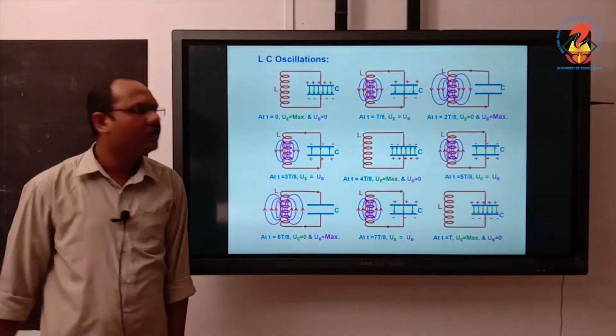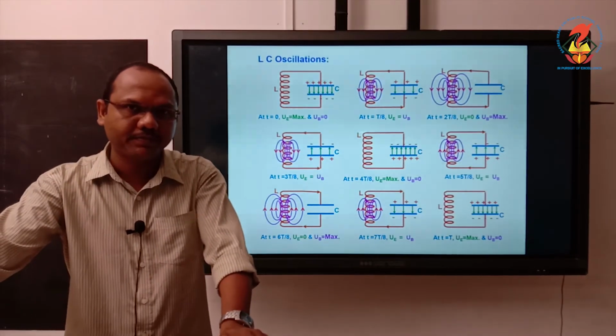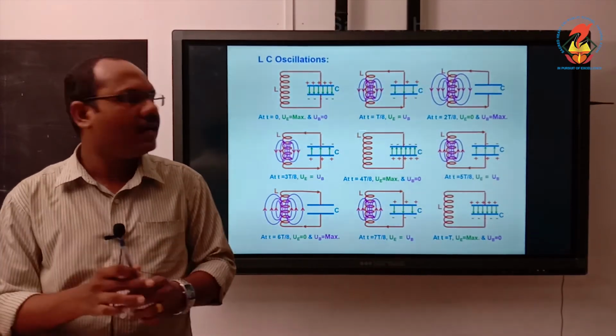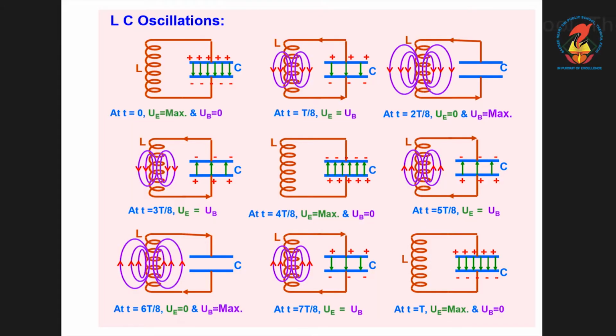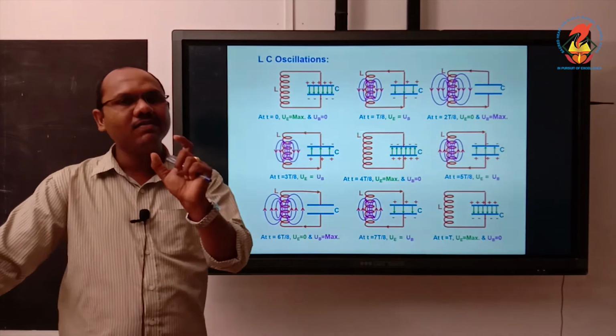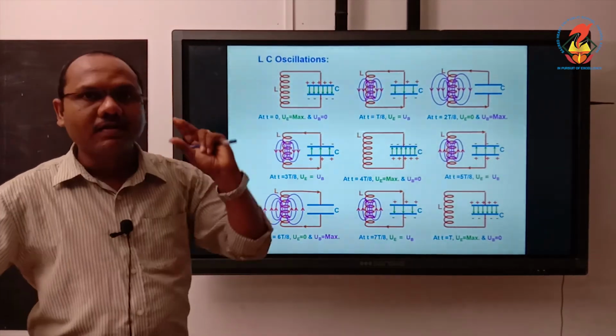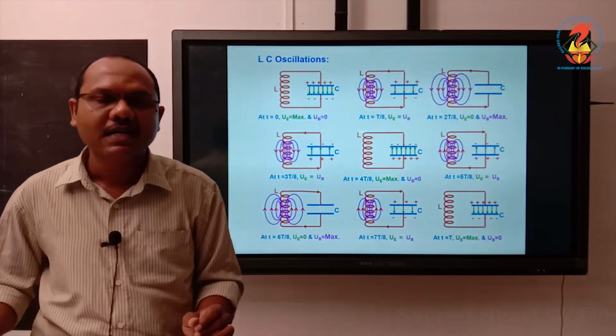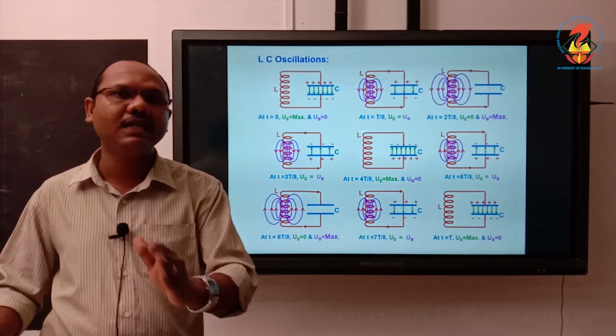Now we are going to study LC oscillations. L for inductor, C for capacitor. So LC oscillations means there is a circuit comprising an inductor and a capacitor. DC will first flow from capacitor to inductor and then it flows back from inductor to capacitor. So if I give DC in a circuit like this, DC will be converted into AC. So LC oscillator means it is a device which is used to convert DC to AC.